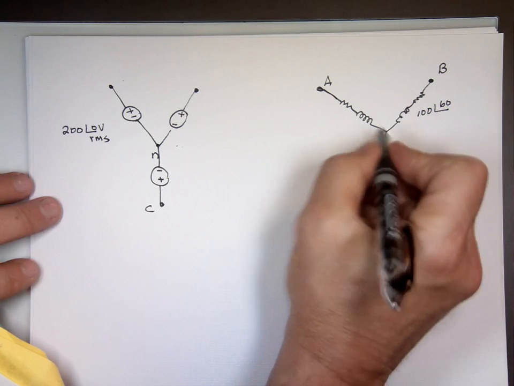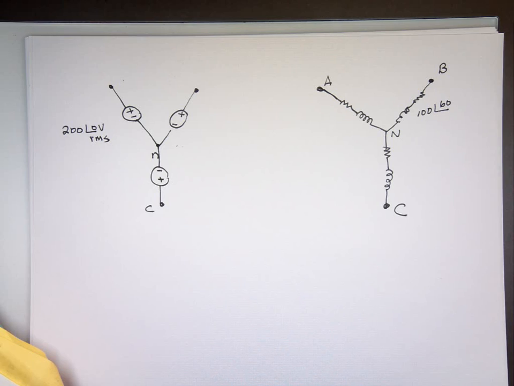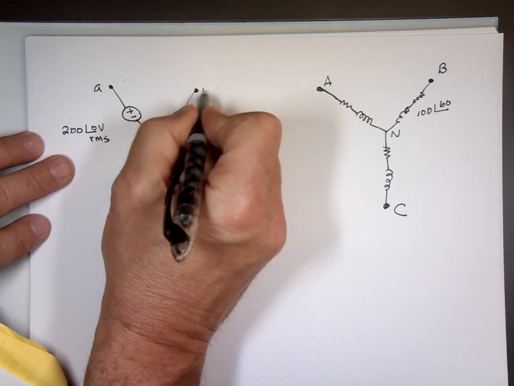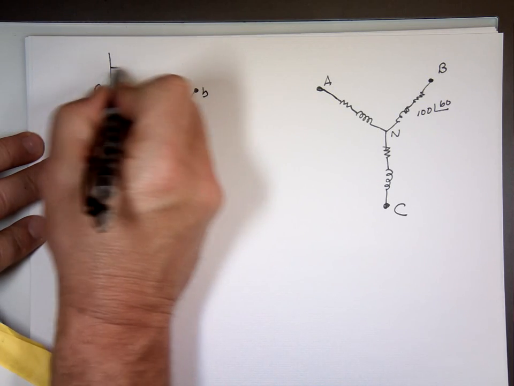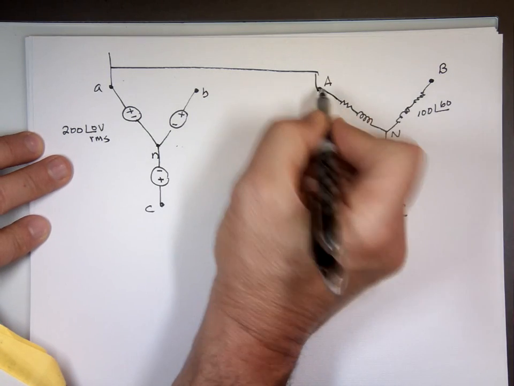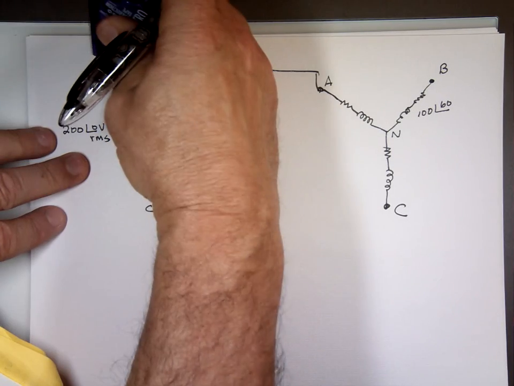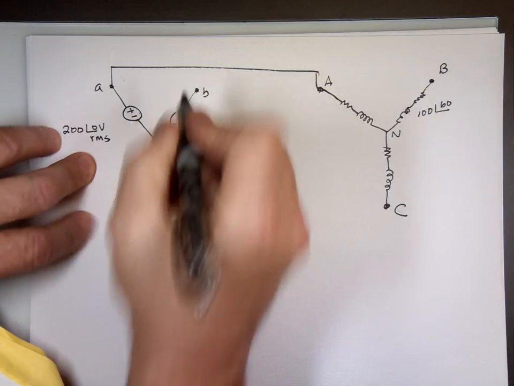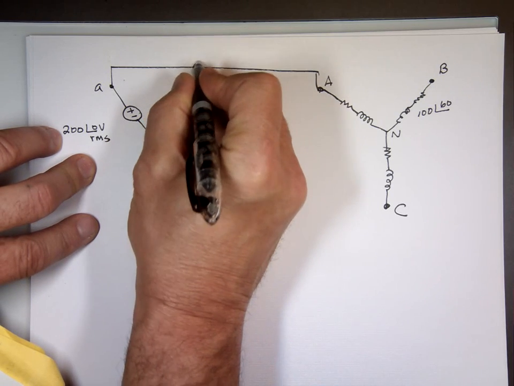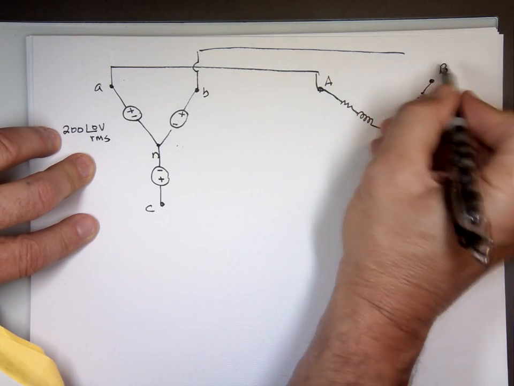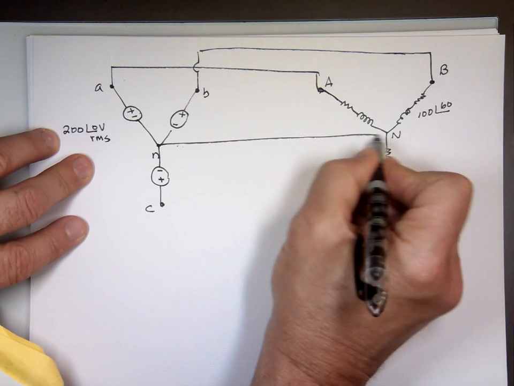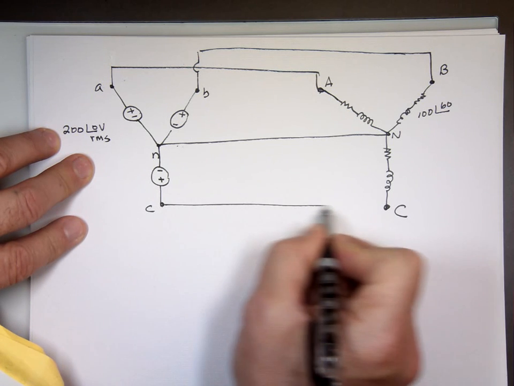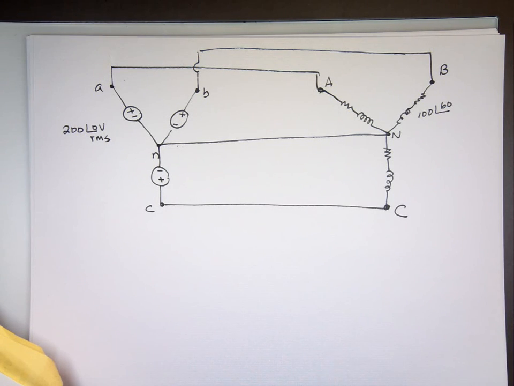This is capital N. So the way we connect this is A, B, and C. A is connected to A, like this. B is connected to B. N is connected to N. And C is connected to C. That is a balanced source connected to a balanced load.